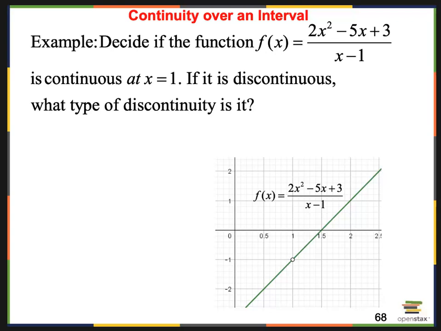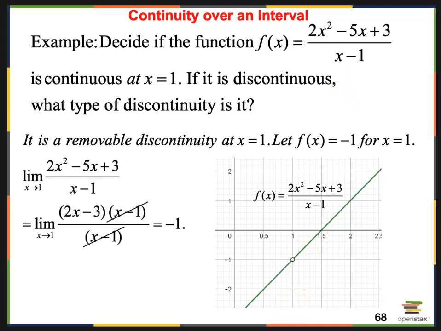What about this function? Well, we know it's discontinuous at x equals 1, because if x is 1, we get 0 in the denominator. Now we need to figure out what kind of discontinuity it is. If you factor the top, you notice these go away, so it's a removable discontinuity where x equals 1. As x approaches 1, the function approaches negative 1. But we can see that there's a hole there. So it's a removable discontinuity.